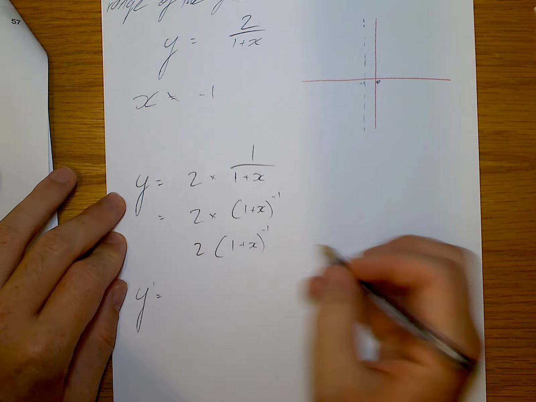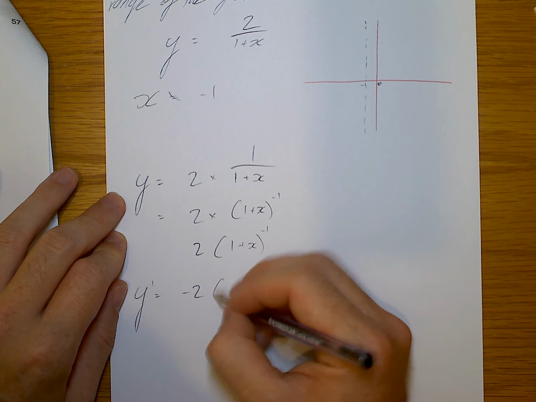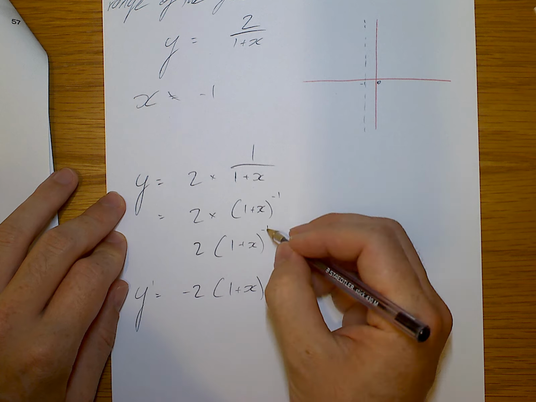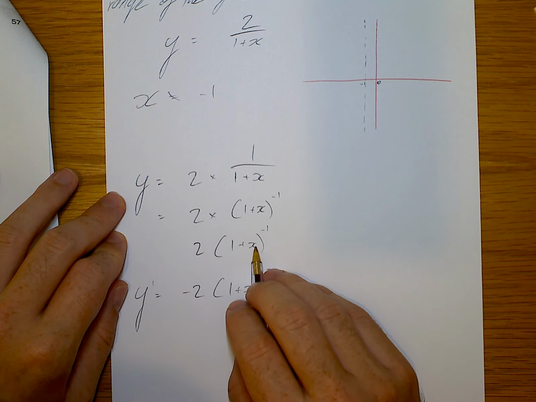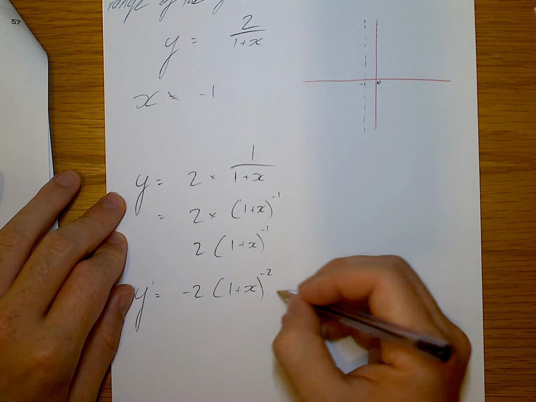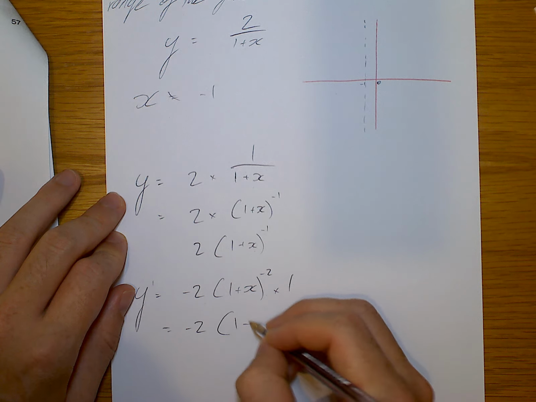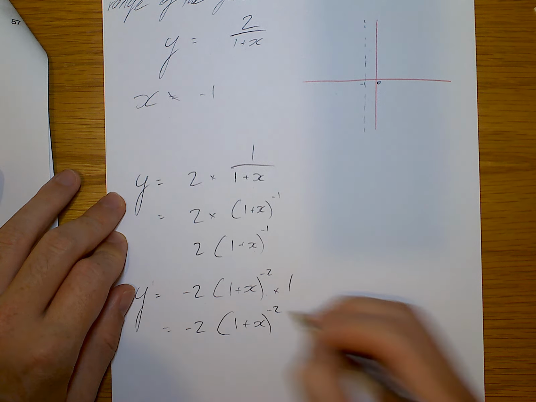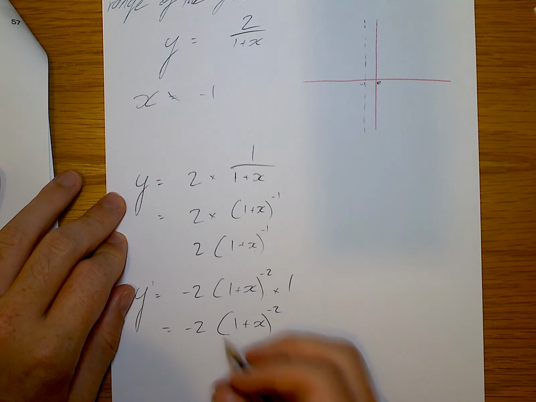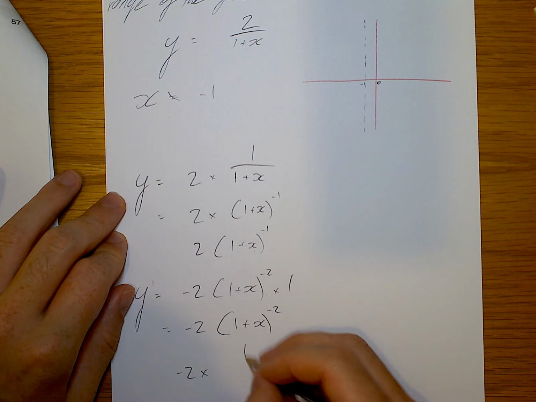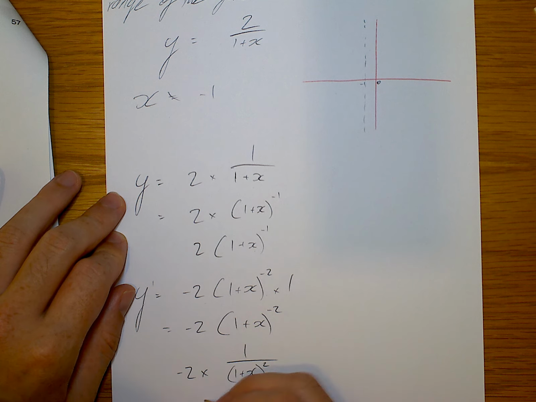y dash. I'm going to bring down that 2 times negative 1, which is minus 2, times (1 plus x). The power becomes 1 minus that, so it's going to be minus 2. The differentiation of the inside is just going to be 1, because I've got an x times that. So it equals negative 2 (1 plus x) to the power of negative 2. Now I can put the 1 plus x on the bottom and change it back to its original form, and put that negative 2 up there.